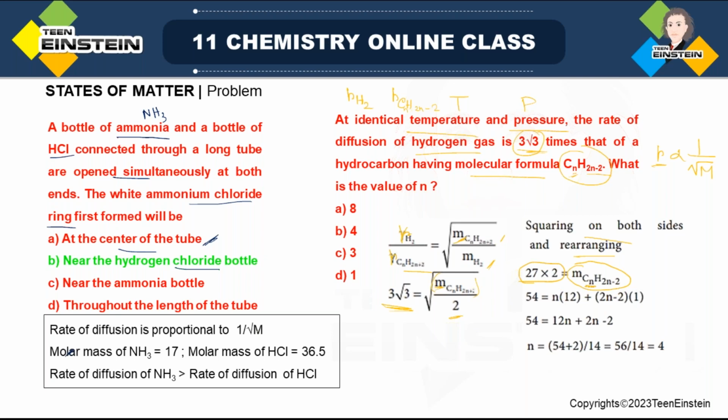Now there are a total of n number of carbon. That means it will be n into 12. There are a total of 2n minus 2 number of hydrogen. That means you just have to multiply by 1. Now from this equation, you can finally reach the value of n, which is 4. So it is matching with this option.